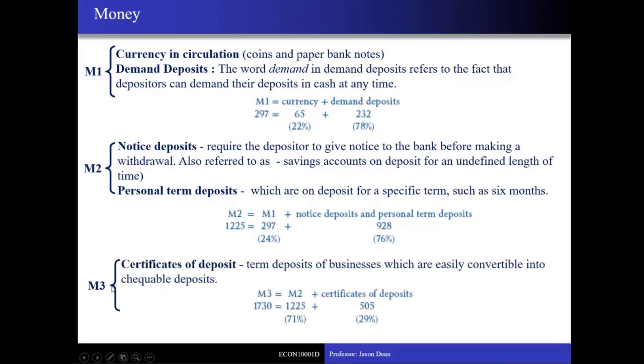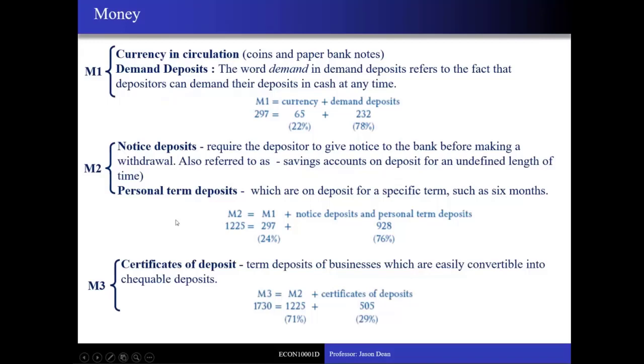And then we can go further and include certificates of deposit. These are essentially a similar idea, but this is for business. So these are term deposits of businesses, which are easily convertible into checkable deposits, but there's going to be some time involved to get it. So basically, when we go from M1 to M3, we're just talking about reducing the liquidity. This is about as liquid as you can get. This you can immediately buy something with. Here you're storing some value, but there's a time element. It's going to take a little bit of time before you actually get that and are able to use it to buy something.